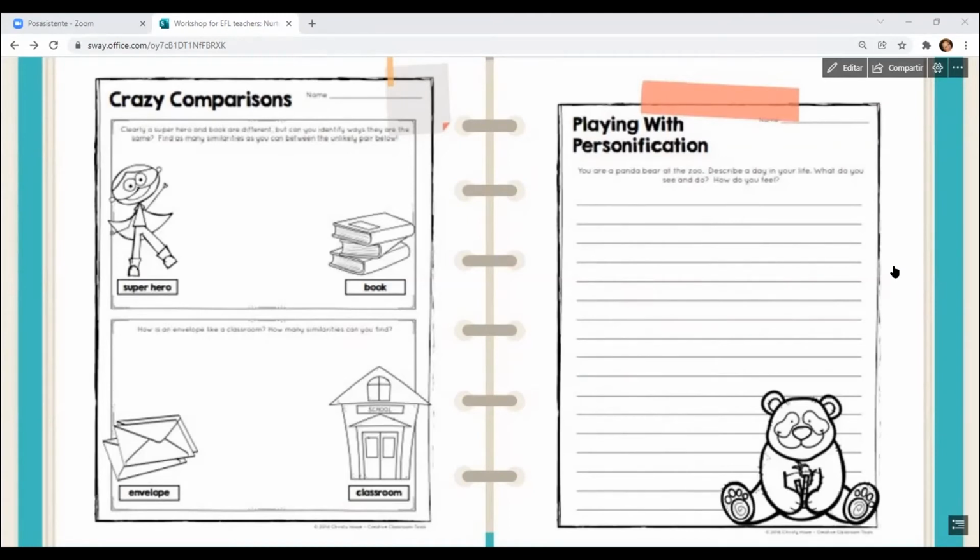Okay. And between the envelope and the classroom, the only thing that came to my mind was that they both have names on them. Sometimes in the classroom there are the names of the students, and in the case of the envelope, the name of the person that you want to address the letter to.